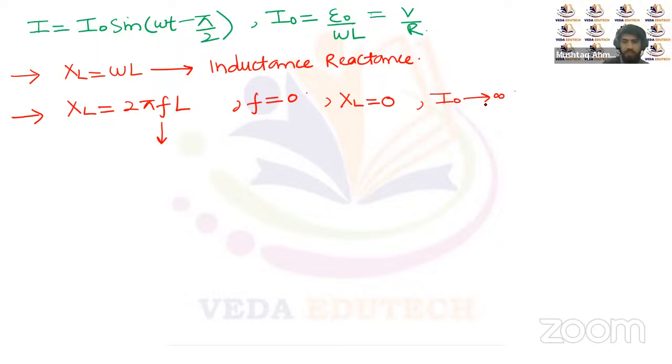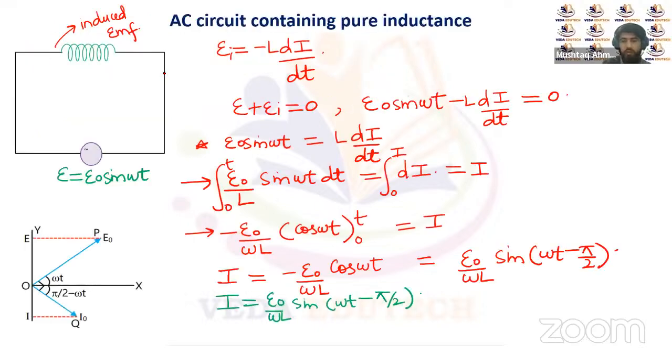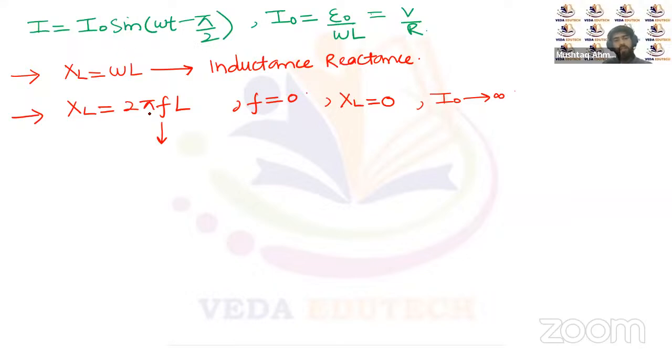So you can see here, the value of XL was omega L, and I naught was E naught upon omega L. So XL is 2 pi times frequency into L. If the frequency is 0, then XL will be 0, so the current will be infinite.